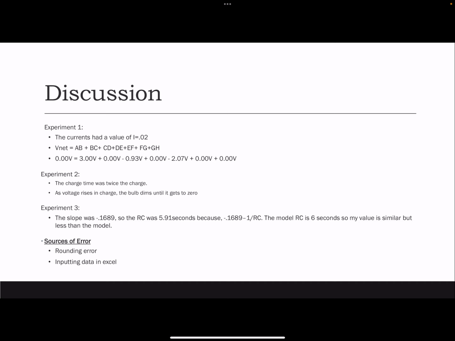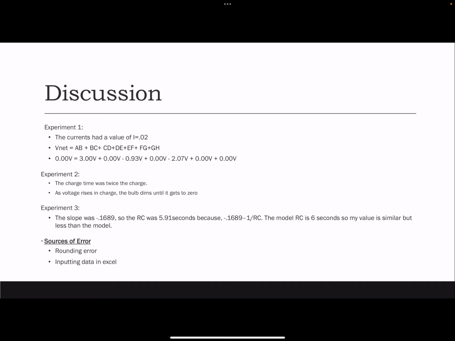0.1689, so the RC was 5.91 seconds because the slope is equal to negative 1 over RC. So once you do basic algebra, you'll get 5.91. And the model RC is 6 seconds. So my value is similar, but it's less than the model.